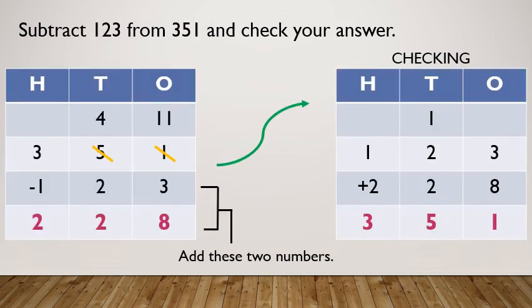Now let's take a 3-digit number and check our answer. 351 minus 123 and we will get 228. Now we have to add 123 and 228 and the answer we will get is 351. So 351 is the number from where 123 was subtracted. Therefore, this shows our answer is correct.